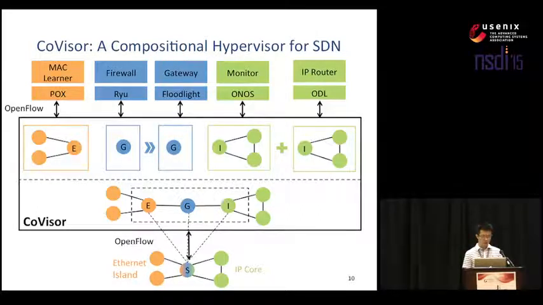The compilation involves 2 steps. In the first step, since a virtual switch may receive flow rules from multiple controllers, CoVisor composes them into a single flow table for every virtual switch. Then in the second step, given the flow tables for each virtual switch, we compile the flow tables into flow tables for the physical network. Now let's go into more details of the compilation.